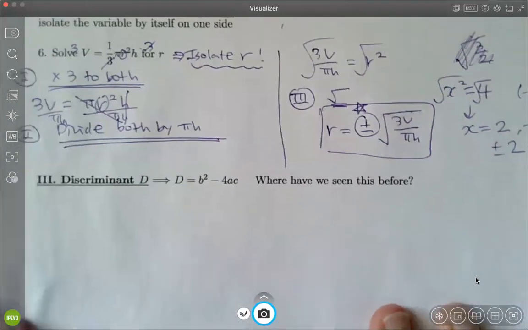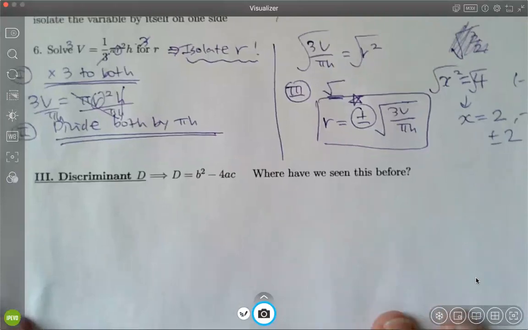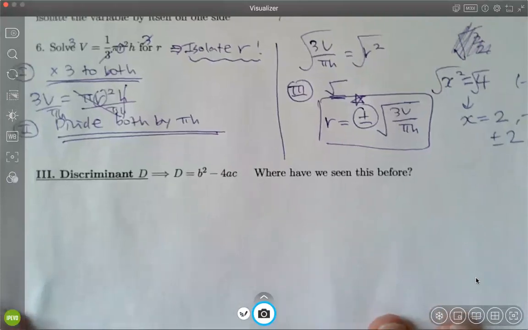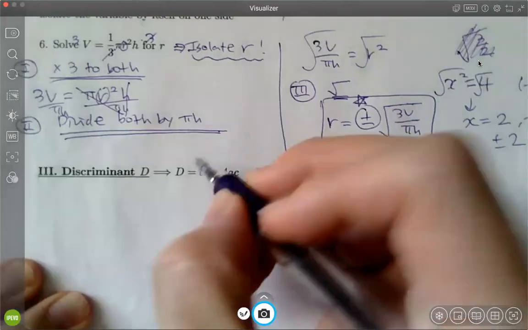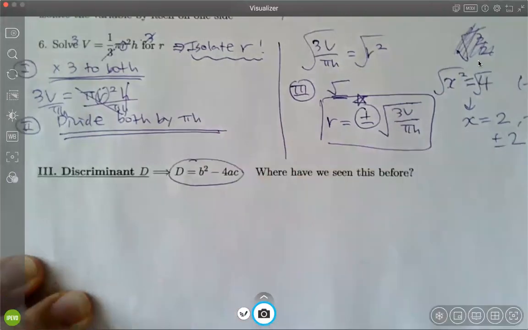Now application number 3, the discriminant. Be careful, this is not discrimination. It's discriminant. There's no politics here. The letter used for the discriminant is capital letter D. The discriminant is equal to b squared minus 4ac.